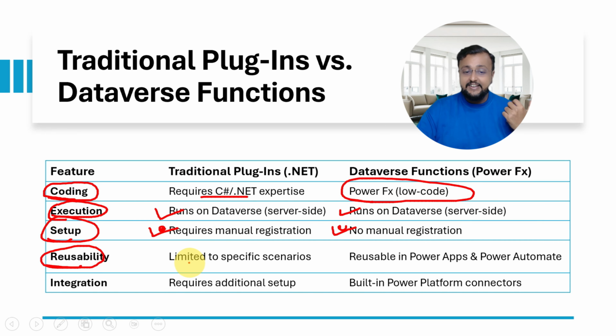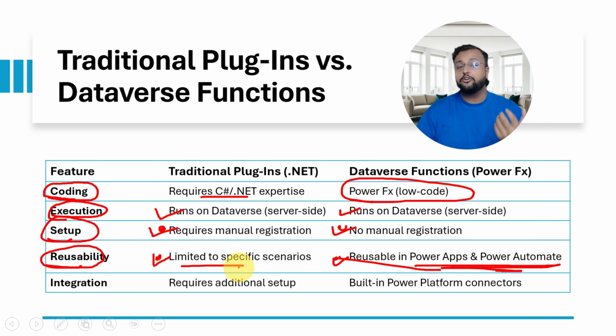Obviously, traditional plugins or .NET based plugins are limited to specific scenarios, versus this, which is reusable inside Power Apps and Power Automate. While a C# plugin can be used only in a model driven application or scenarios based on Dataverse, here you can use it anywhere you want.